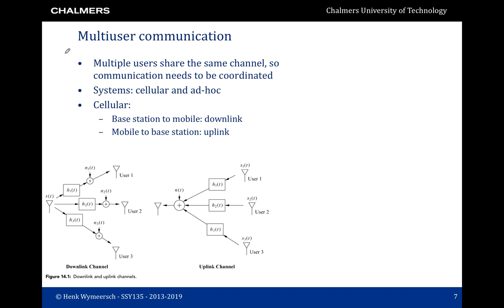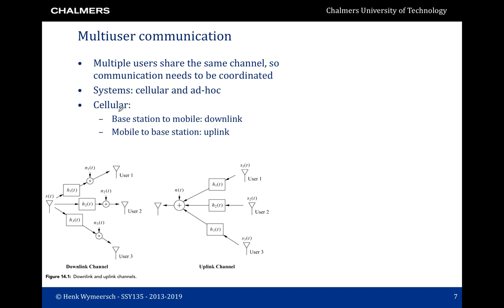So far, everything in this course related to single-user communication between one transmitter and one receiver. In practice, there will be multiple users that share the same physical channel, so the same time-frequency resources. This means that the communication should be coordinated. There are, broadly speaking, two types of communication systems: cellular and ad hoc. Ad hoc will be referred to later in this lecture, but let's first talk about cellular.